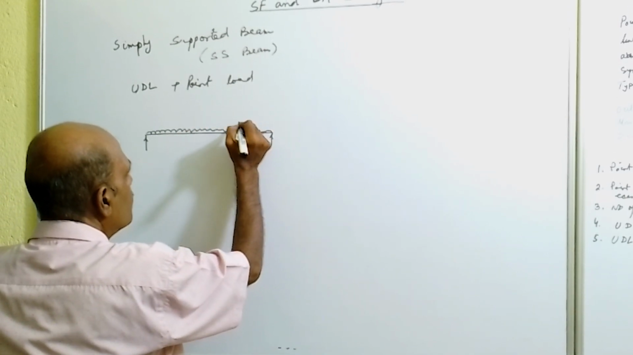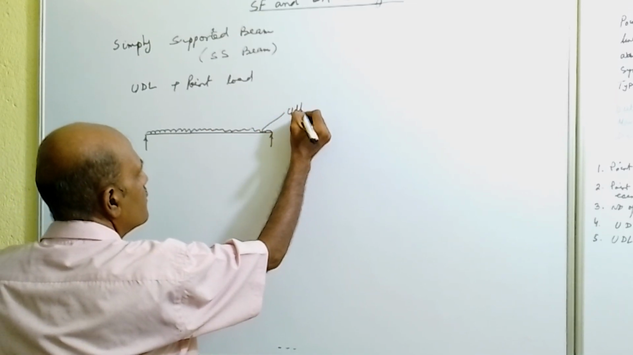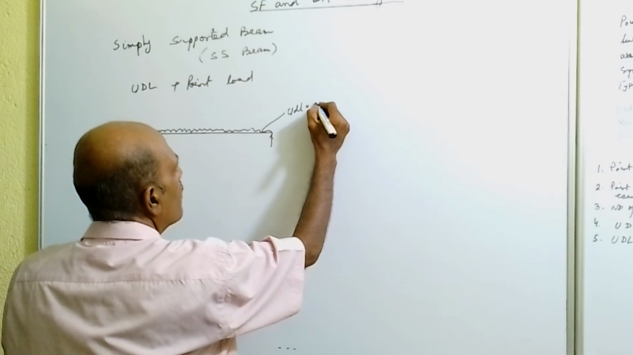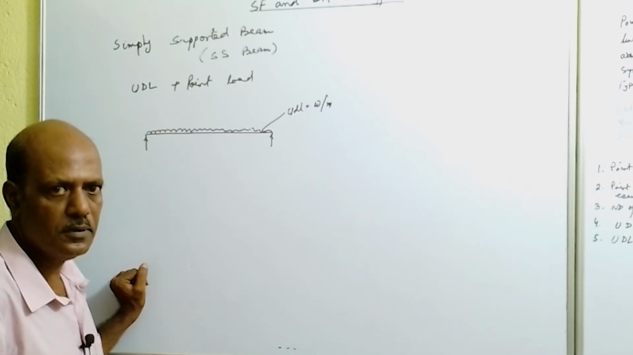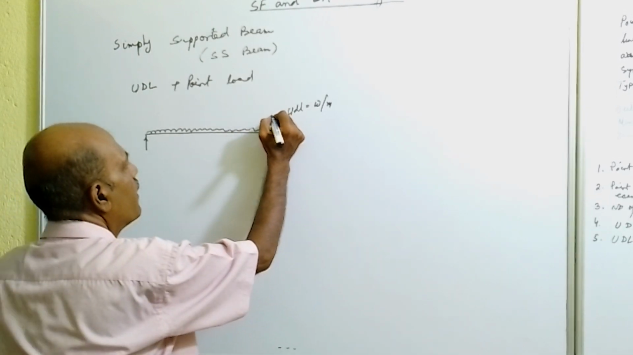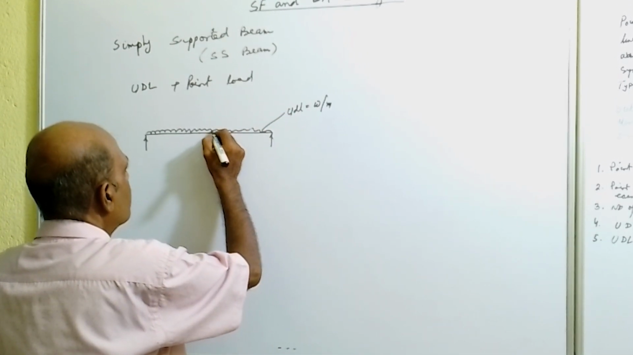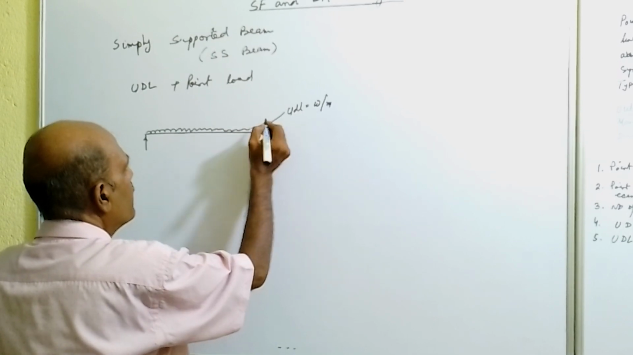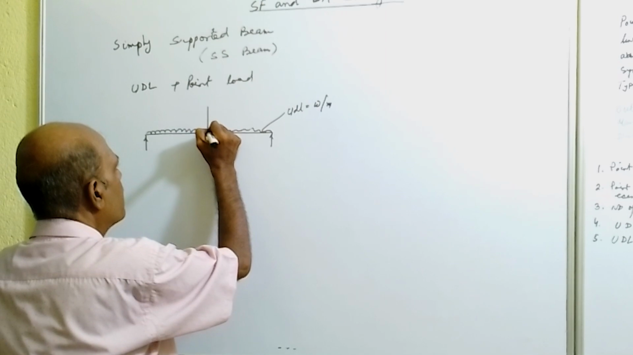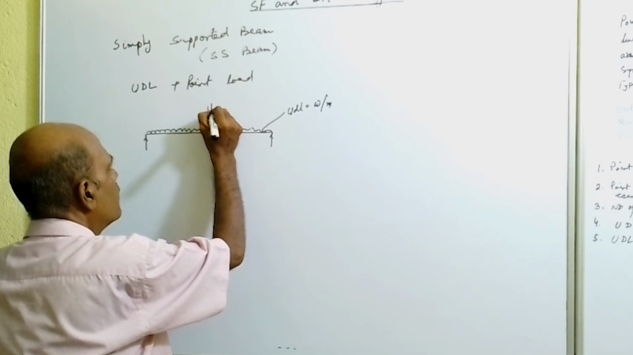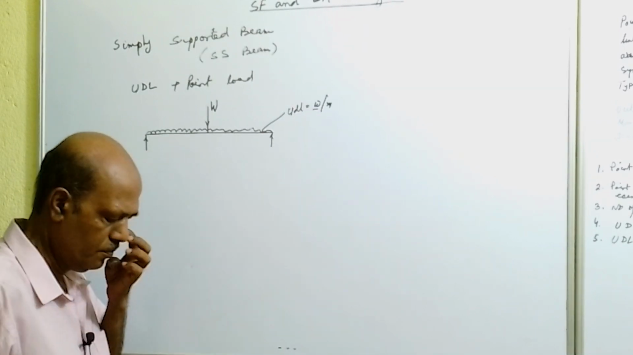that is w per meter length, that is the intensity of load, and say another point load is acting somewhere. Okay, so say at the center a point load is acting. Capital W is the point load, and this is the small w.